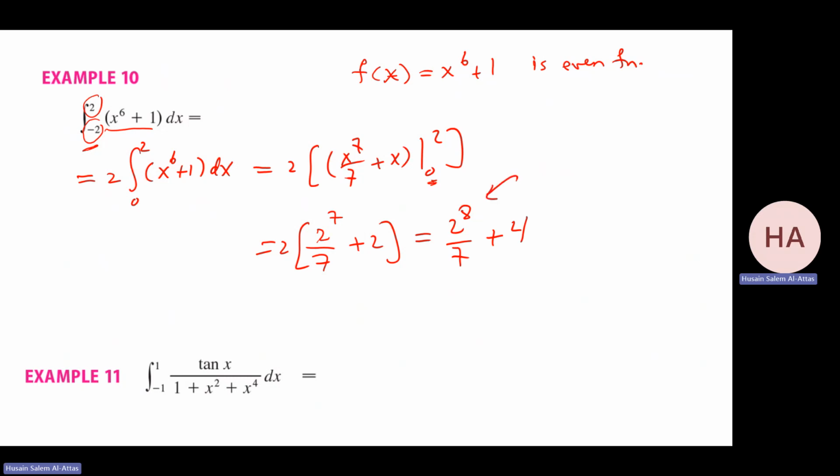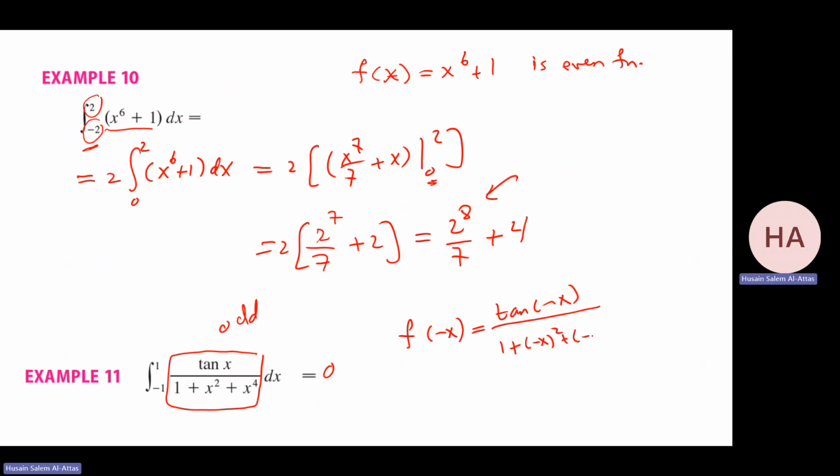You can find 2 to the power 8, which is 256. Okay. This one, first I check this function. This function is an odd function, so the answer is 0. Actually, I need to check the function. f of minus x will be tan of minus x over 1 minus x squared plus x to the power 4. That will be minus tan x over 1 plus x squared plus x to the power 4, which is minus f of x. So it's an odd function, so the answer is 0.